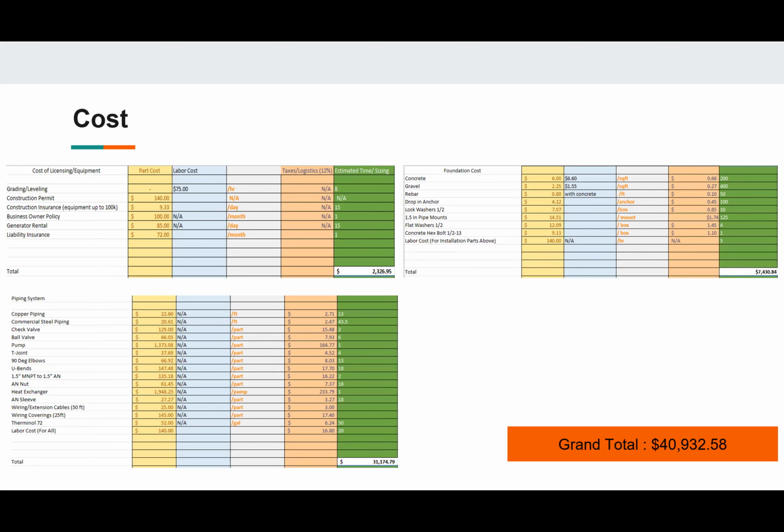For our overall cost, it was broken down into three categories: the licensing and equipment costs, foundation costs, as well as the overall piping system costs. The categories include our part costs, labor costs, whatever that equated to per hour, per foot, or per unit, taxes and logistics set at 12% to work with a relative 9% tax rate in addition to shipping and logistics, and then also the estimated time and sizing for each respective part. This set us to a grand total of $40,932.58.